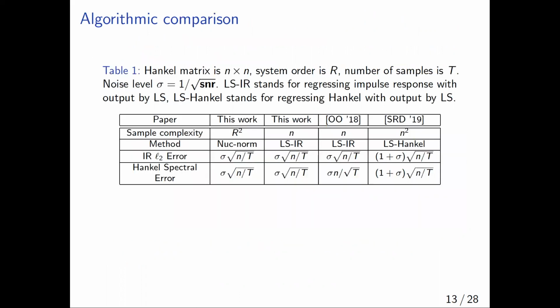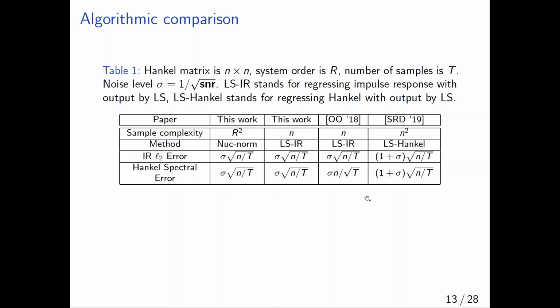Let's put together all our results in a table to contrast things. Again, the setup is the Hankel matrix is n by n. System order is R. Number of samples is T. And the noise level sigma, which we've used in this table, is 1 over square root of SNR. LSIR stands for using least squares to find the impulse response directly. And LS Hankel is the regression problem that solves for the Hankel matrix. So there are two different least squares setups that the two papers we are citing are using. They're both least squares, but different least squares problems.